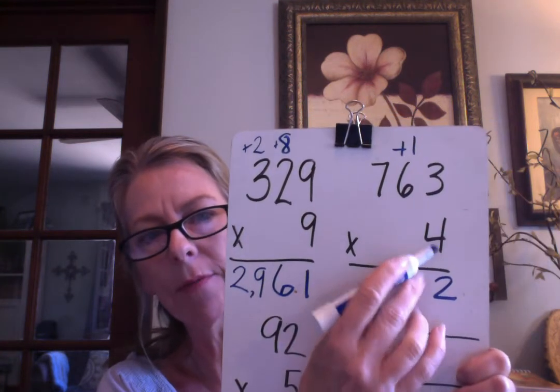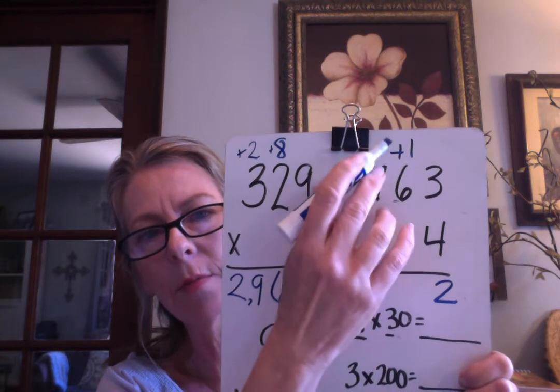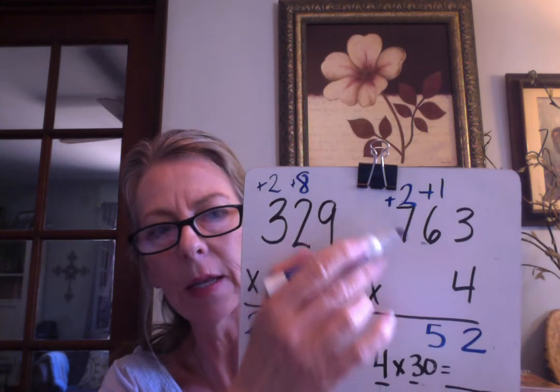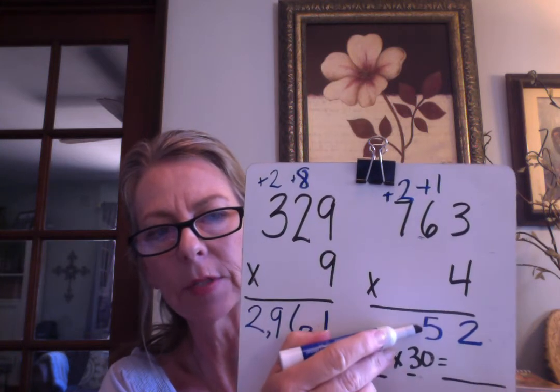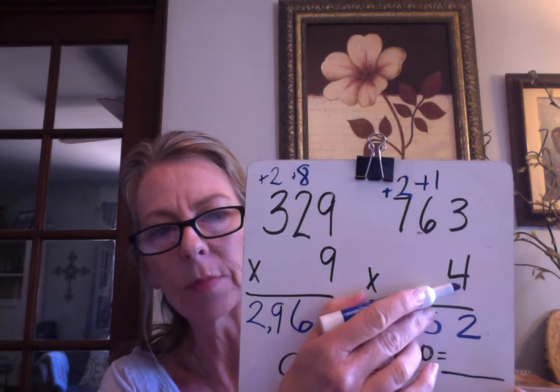And then we multiply. 4 times 6 is 24, plus 1 more is 25. So we changed our 20 tens in for 200, so we had to rename those, right? So our 20 goes up here, our 5 goes down here. And then we multiply our hundreds.